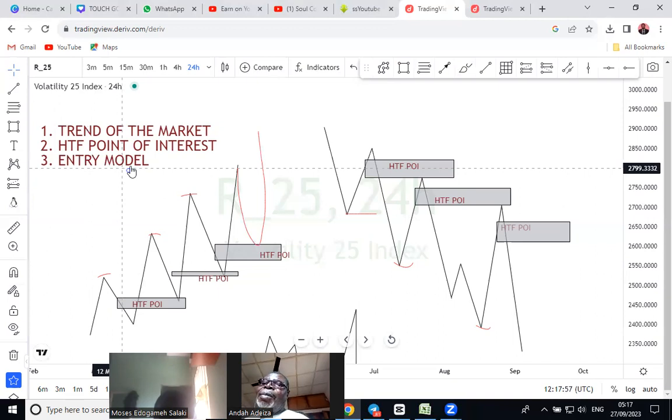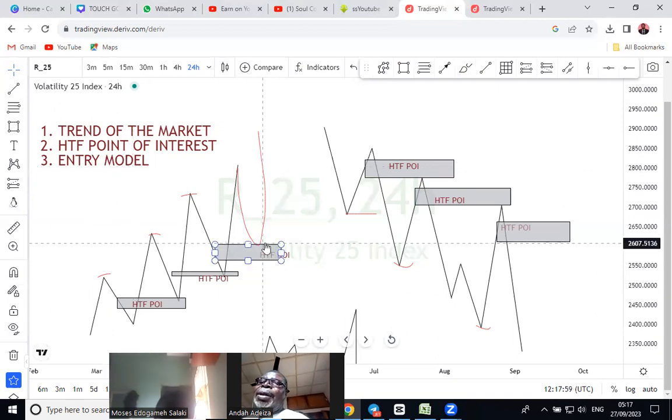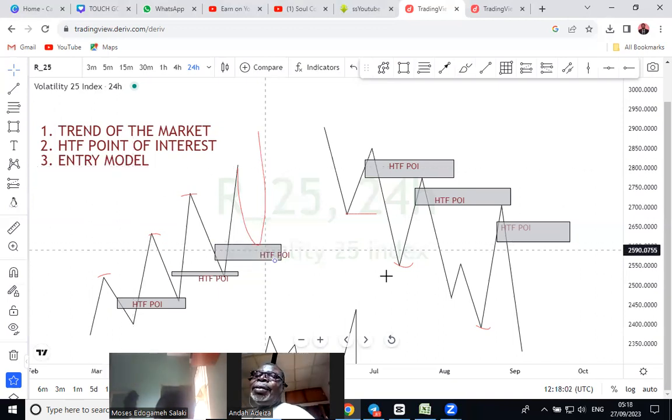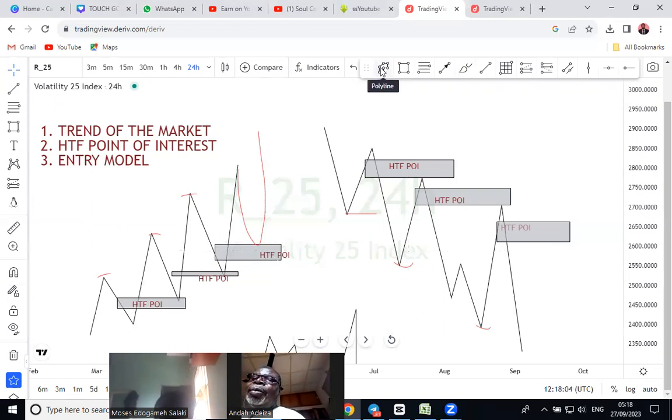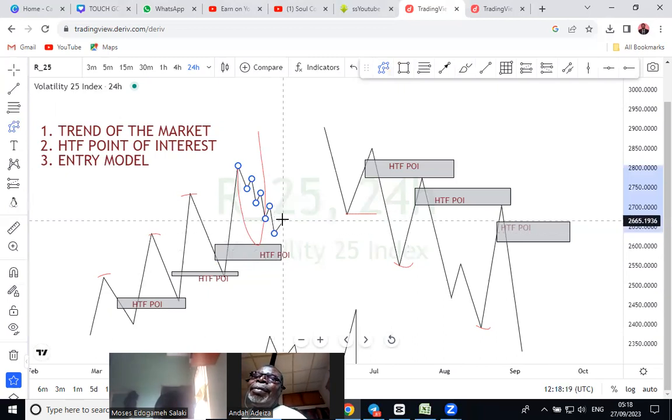So entry model now. Entry model is when price is coming here. This is where you want to enter from. But it will do this same model because as it's returning, it won't return with this straight line. It will return with this on the lower time frame, with a bearish move, right, on the lower time frame. So if price comes here, price will do something like this.